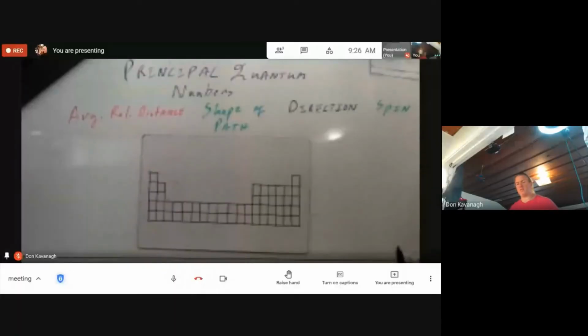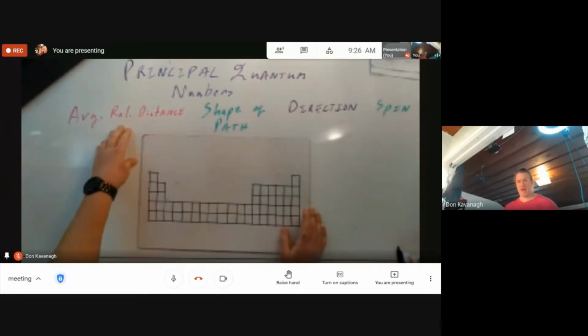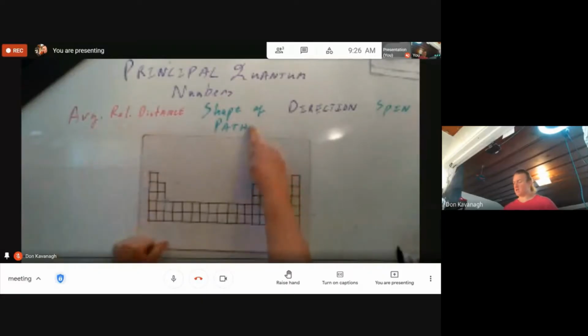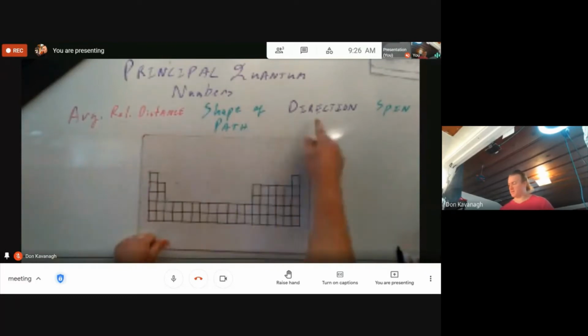Talk about the principal quantum numbers. There are 4 principal quantum numbers. I'm going to try to display how these quantum numbers relate to the average relative distance the electron is from the nucleus, the shape of the path that electron takes, the direction it takes, and the spin.